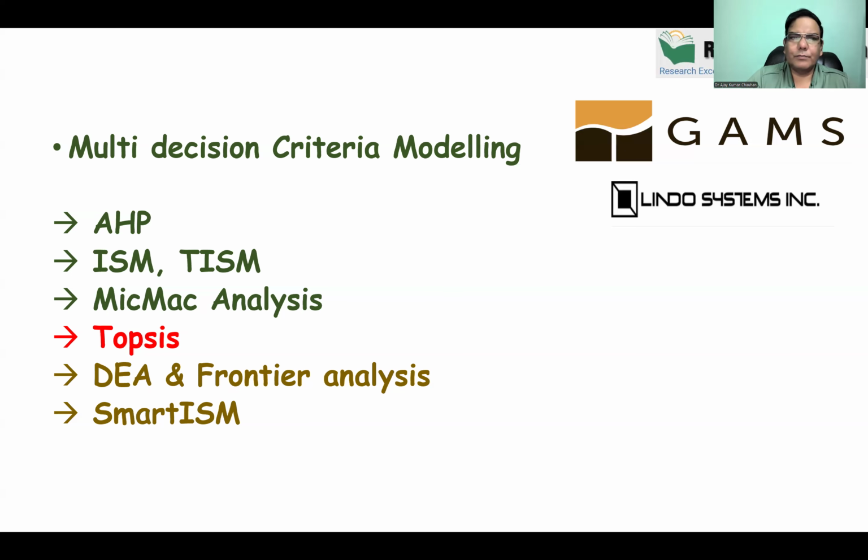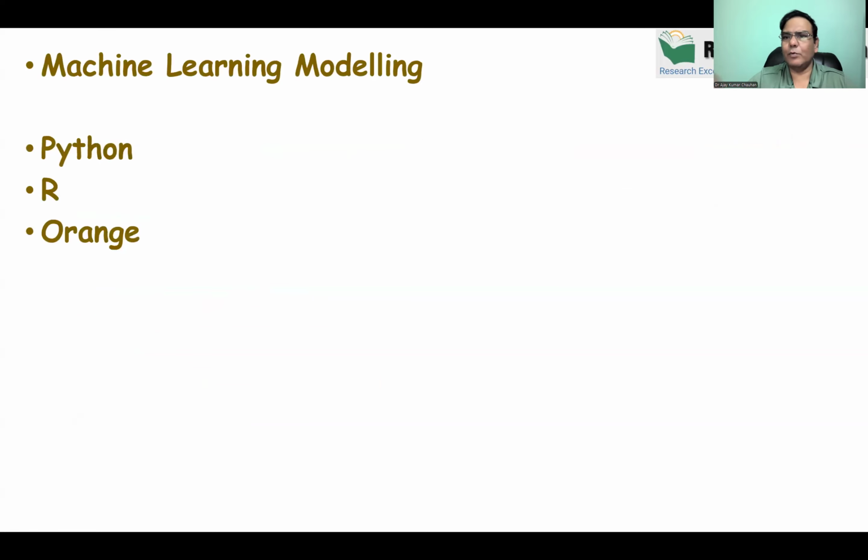And the next is machine learning modeling. Nowadays, you know that everybody is talking about machine learning. So, what is machine learning? It is a kind of artificial intelligence. And you know that nowadays everybody is talking about artificial intelligence. So, what is artificial intelligence?